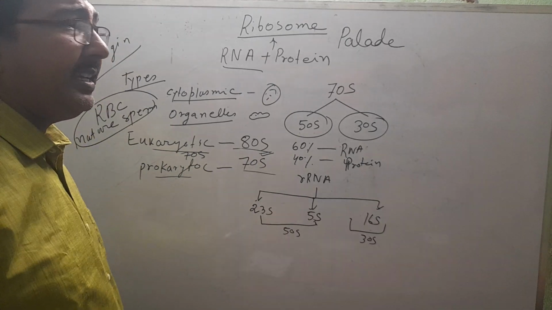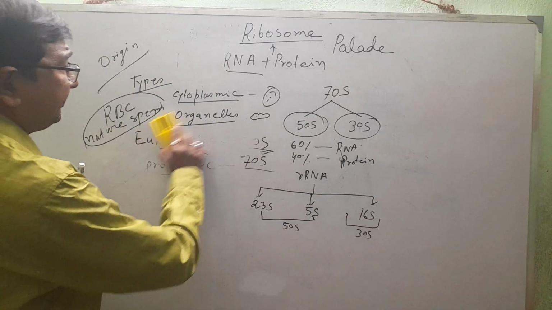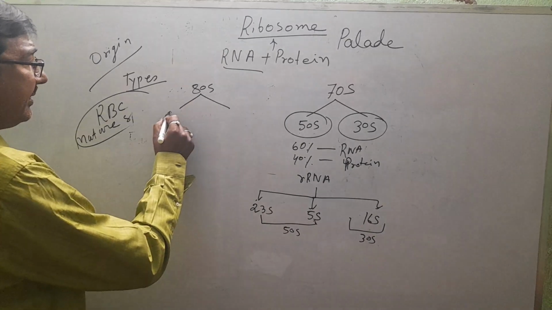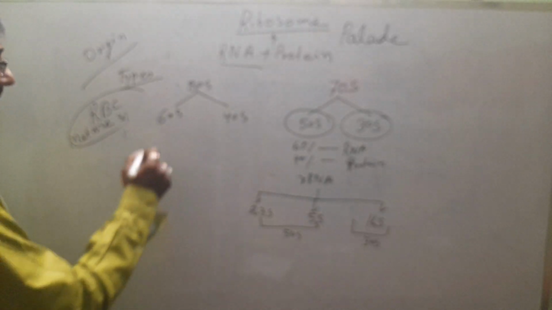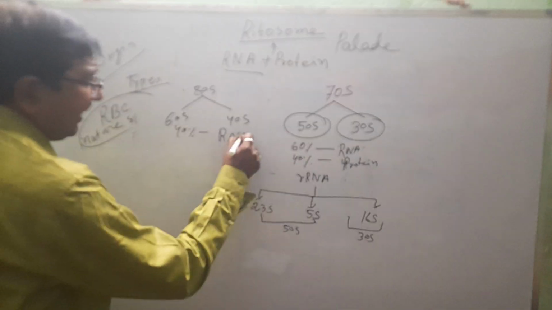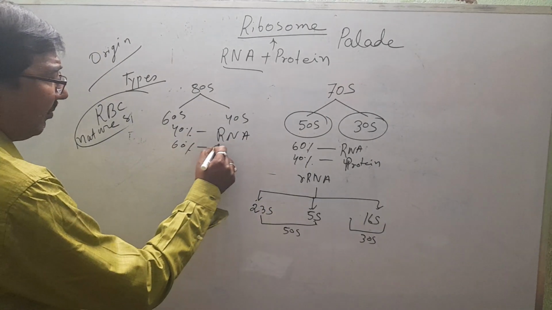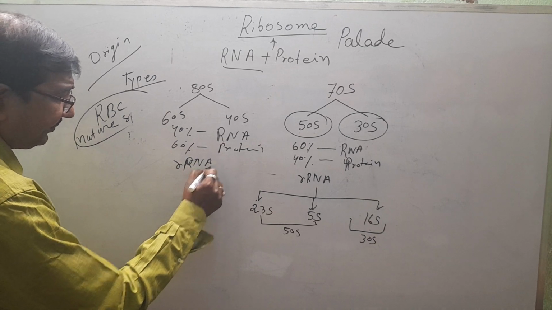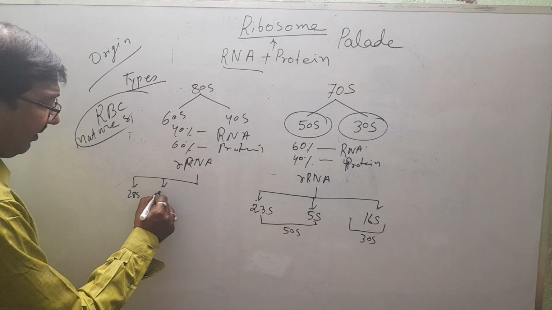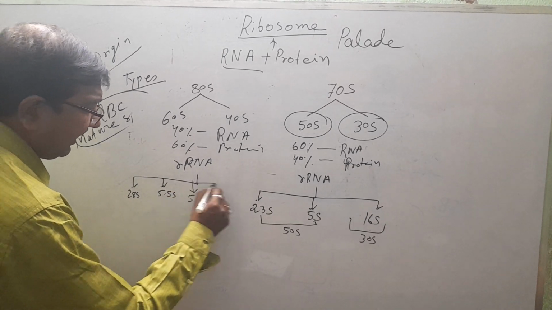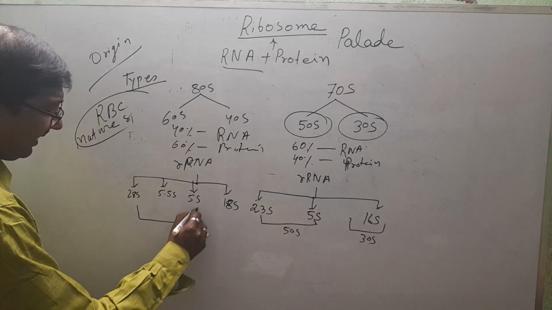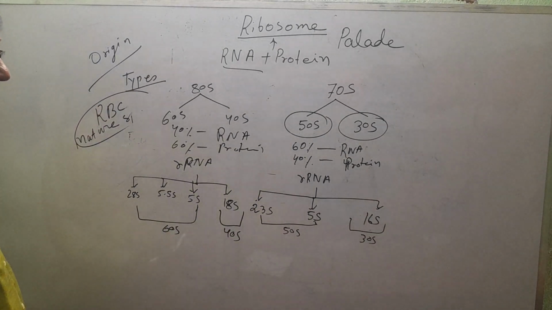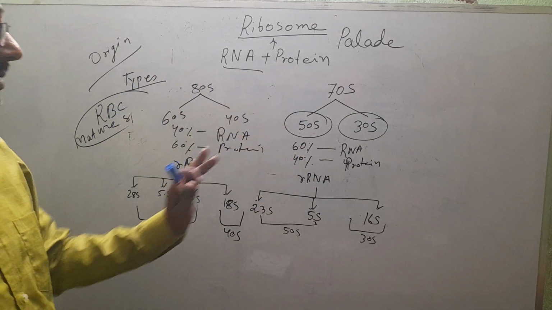In case of the 80S ribosome, the larger subunit is 60S and the smaller is 40S, and they contain 40% RNA and 60% protein. The rRNAs present are 28S, 5.8S, 5S and 18S. The first three are present in the larger subunit 60S and the 18S is present in the smaller subunit 40S. Okay, that's the structure of the 80S and 70S ribosome.